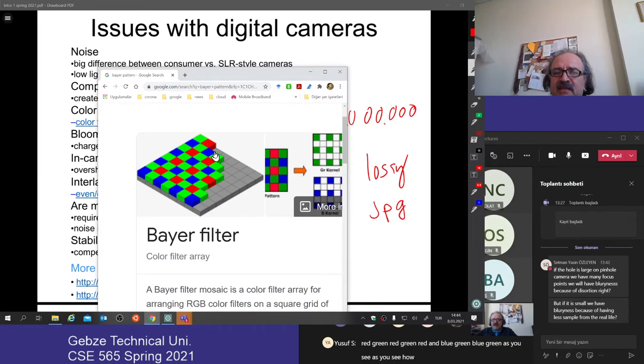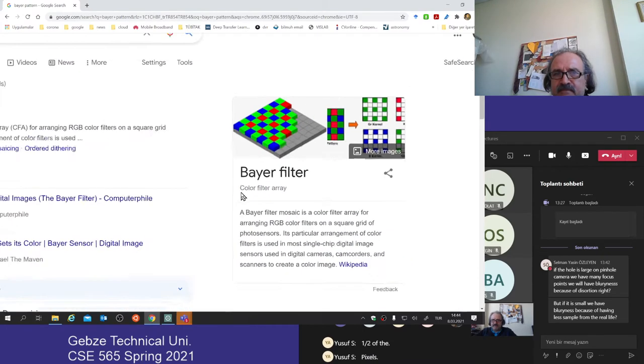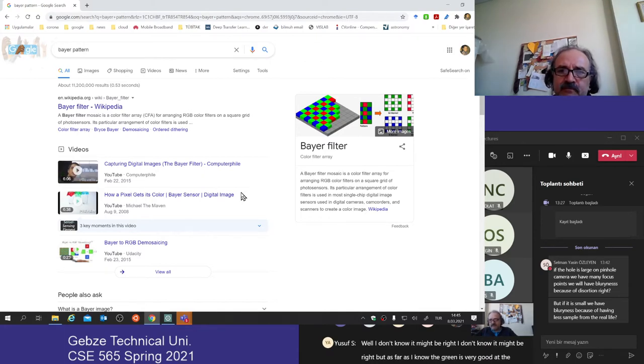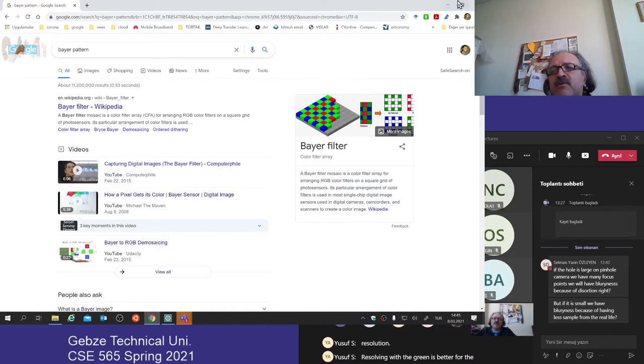As you see, half of the pixels are green pixels, 1/4 of the pixels are blue, and 1/4 of the pixels are red. Does anybody know why they have chosen green for half of the pixels? For mimicking the human eye? I don't know, it might be right. But as far as I know, green is very good at resolution. Resolving with the green is better for the intensity, for the detail, sorry.